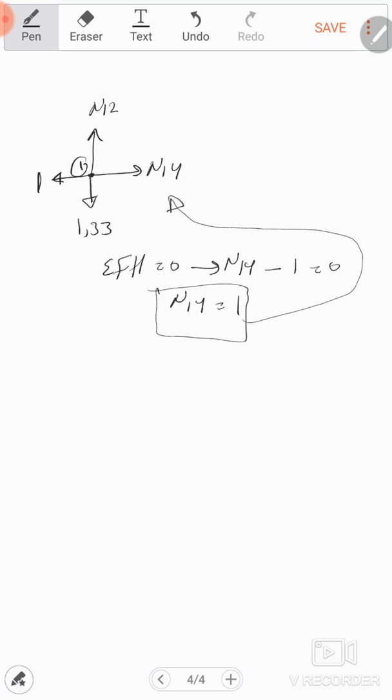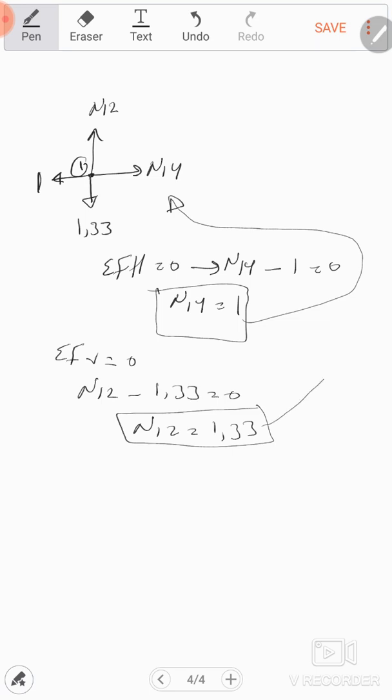Okay, I take the horizontal directions. Then next step, summation for FV equals 0. N12 minus 1.33 equals 0. N12 equals positive 1.33. Okay, this is the value of N12.